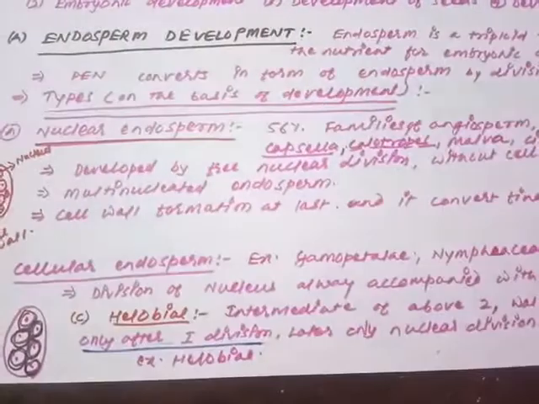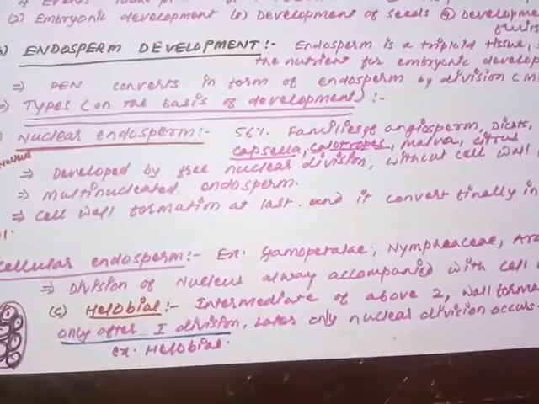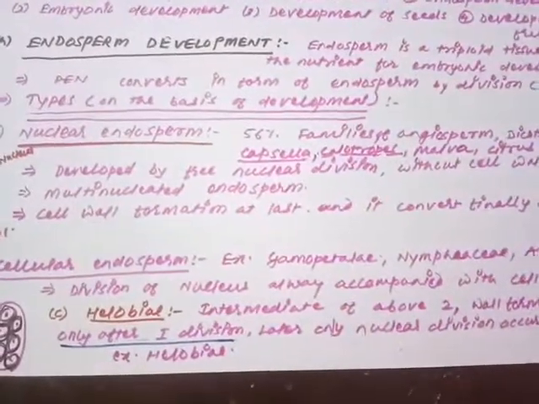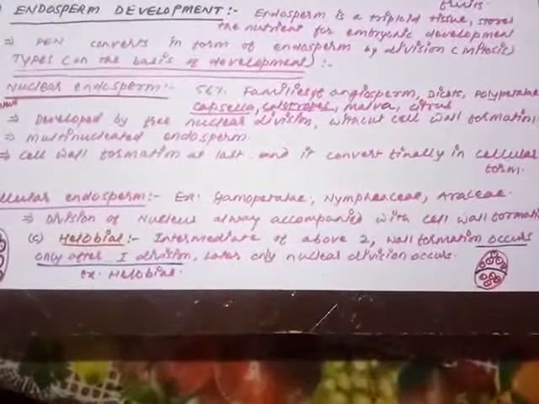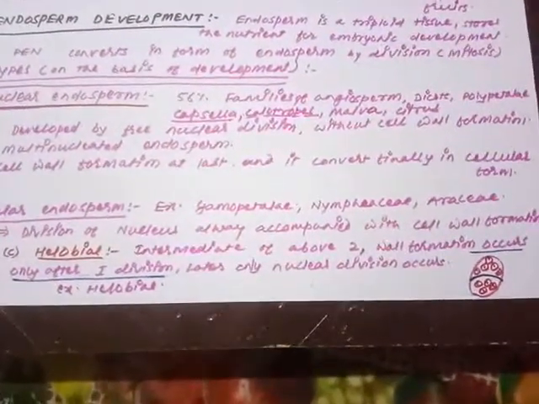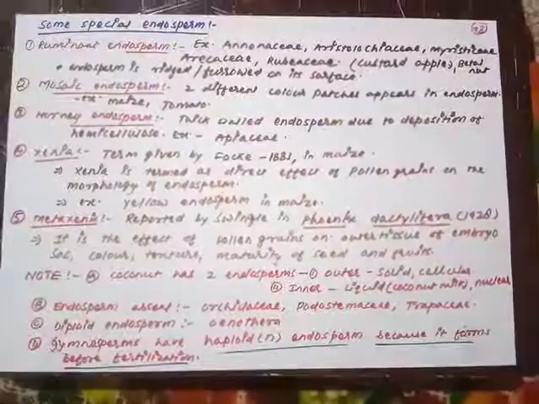In the nuclear endosperm, what happens? The nuclear endosperm develops by free nuclear division without formation of cell wall. Cellular endosperm develops with the nuclear division followed by the cell wall formation, and the helobial, that is the intermediate, where the first time cell wall formation occurs, and after that there will be no cell wall formation.